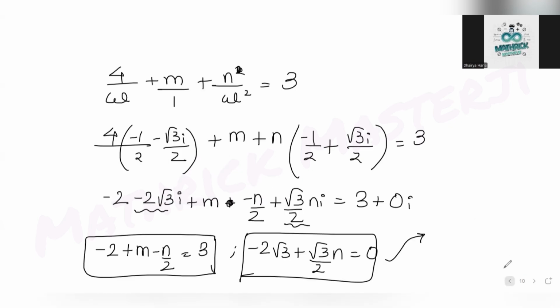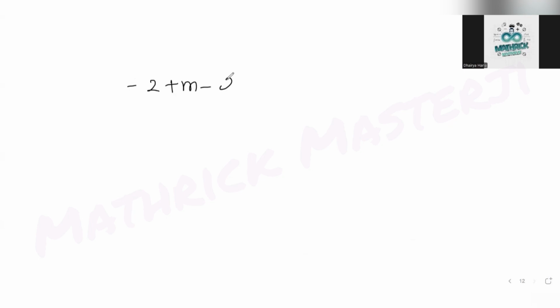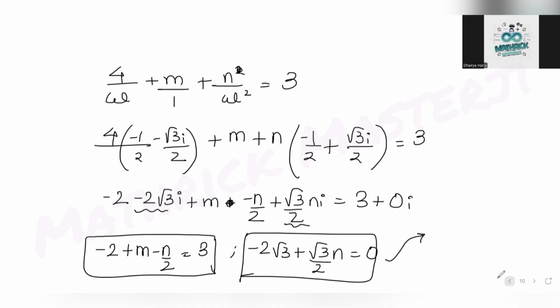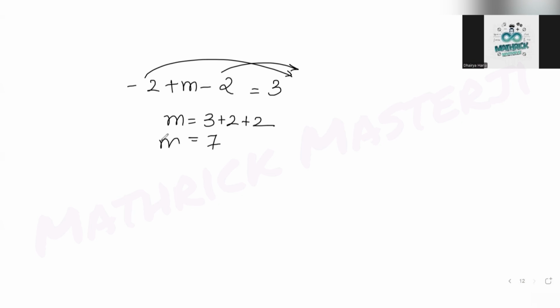Once I get n is 4, I'll put that n as 4 here. So what I get is minus 2 plus m minus n over 2, so 4 over 2, which is minus 2 as well, is equal to 3. So from here, what do I get is m. 2 goes there, this 2 goes there. 3 plus 2 plus 2, so 7. I get m as 7. I have n as 4.